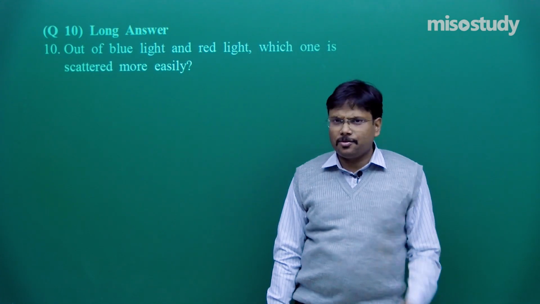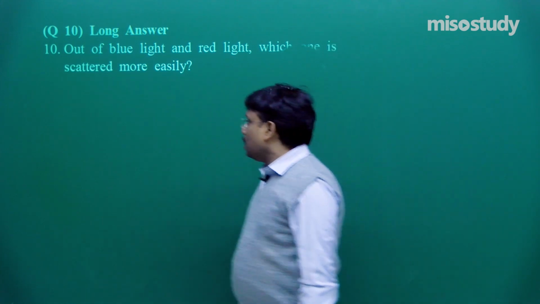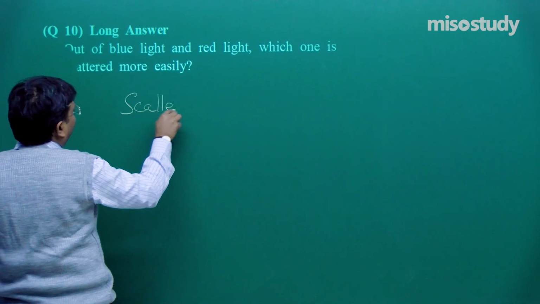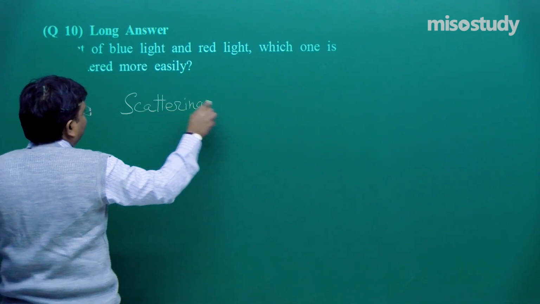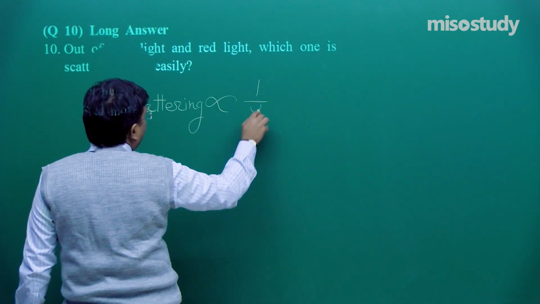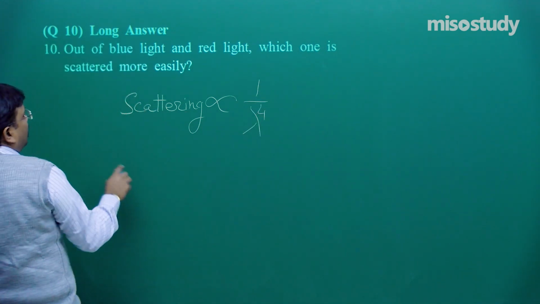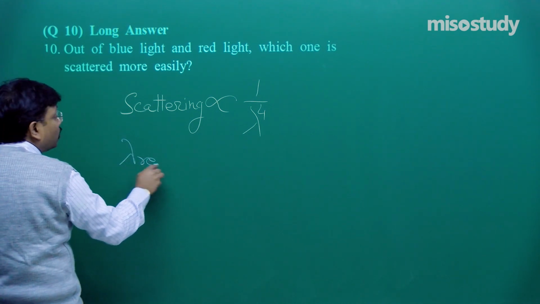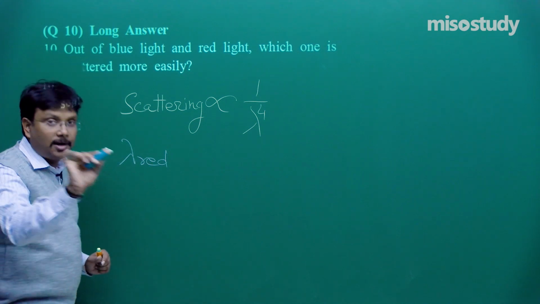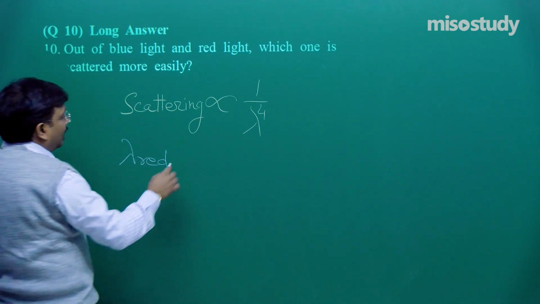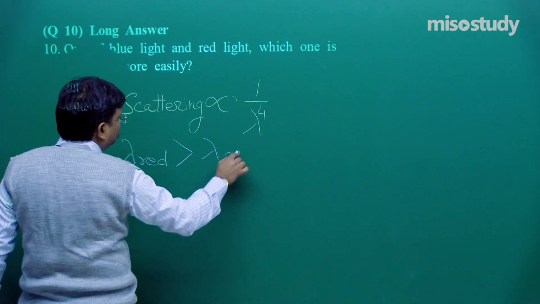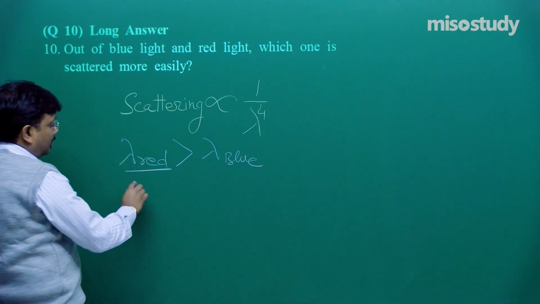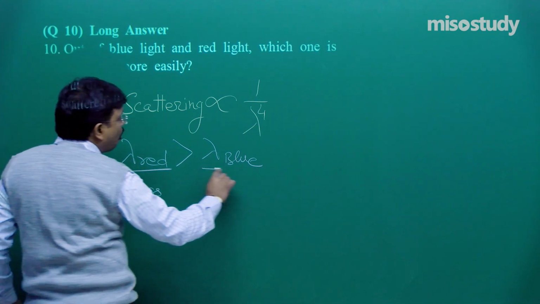And what are those many things? I am going to mention a few points. First, scattering is directly proportional to 1 upon lambda to the power 4. You know, lambda blue is less than lambda red. You need not write like this, you have to write it in words. Lambda red is greater than lambda blue, therefore red light is less scattered, and blue light is more scattered.